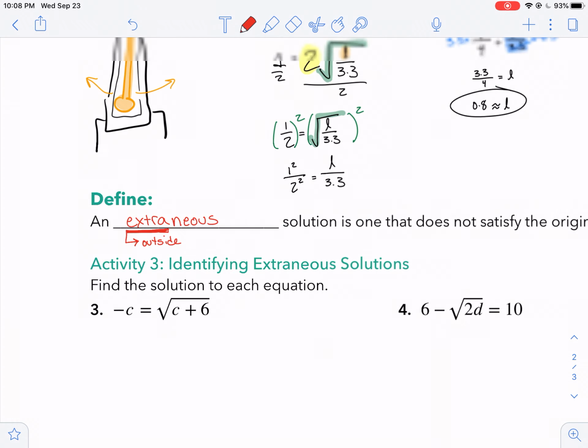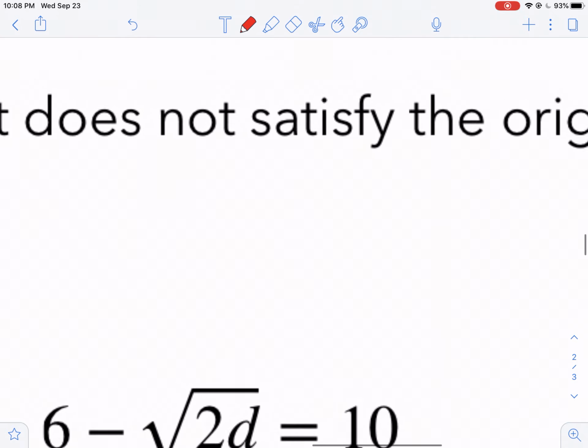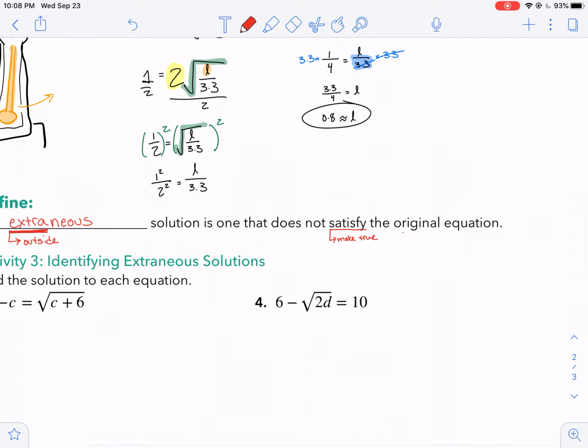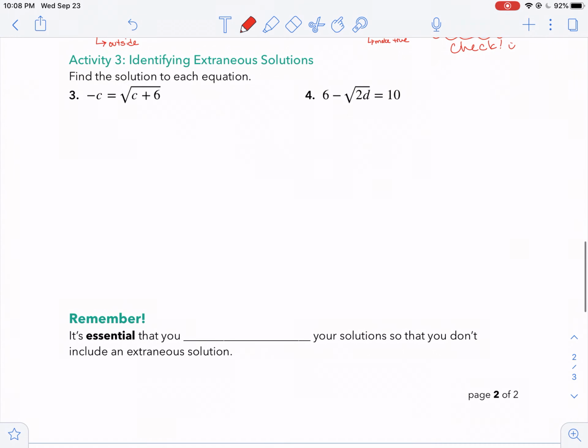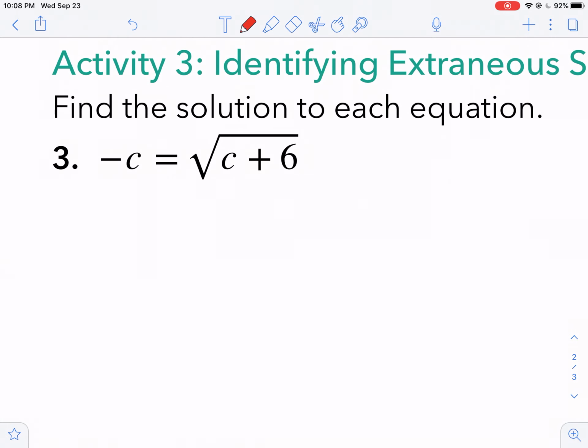An extraneous solution is one that doesn't satisfy the original equation. It's outside of what's acceptable. When I say satisfy, I don't mean like make happy. I mean make true. So it doesn't make the equation true. So that's why we need to always check your answer. Okay, so let's see. Okay, so let's first solve each equation and then we'll check.